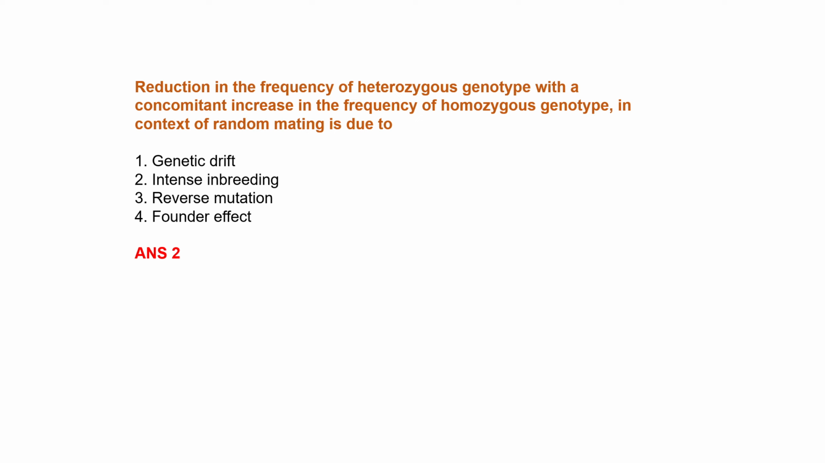Okay, next. Reduction in the frequency of heterozygous genotype with a concomitant increase in the frequency of homozygous genotype in the context of random mating is due to: genetic drift, intense inbreeding, reverse mutations, founder effect. So the right answer will be intense inbreeding, option 2.